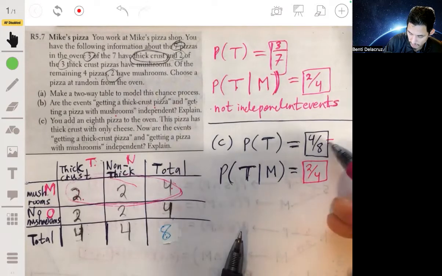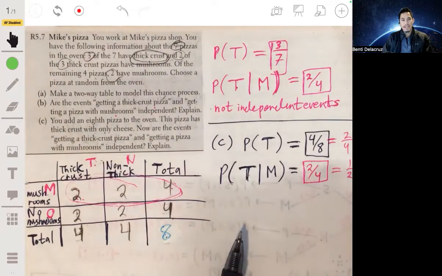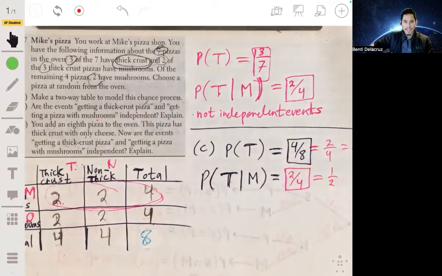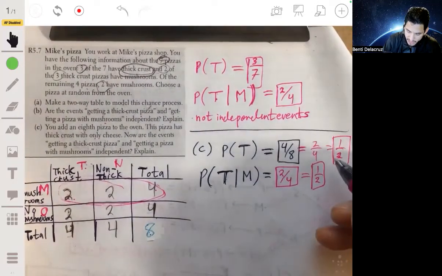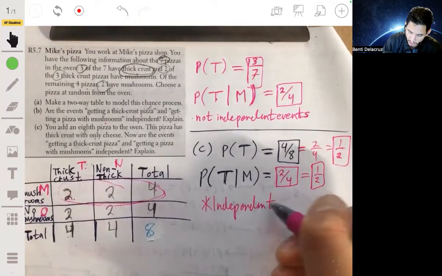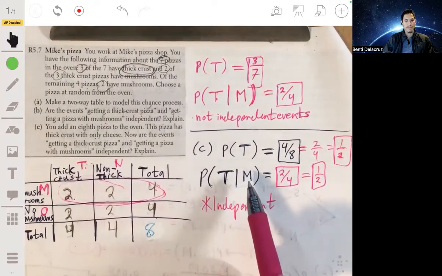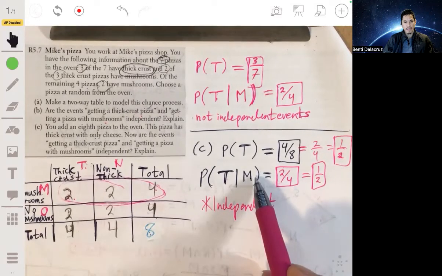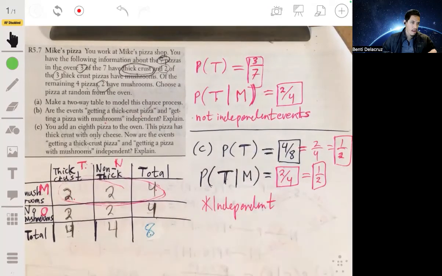Now, hopefully you don't have a brain fart, but 4 out of 8 is just 1/2, which is the same as 2 out of 4. 1/2 or 50%. So the probability of these events are both 1/2. They're both 50%. So in this case, they are independent. They're independent because the chance of you getting a thick crust pizza, given that the pizza has mushrooms, doesn't change. It's not different from the probability of seeing a thick crust pizza in general. So there you go.